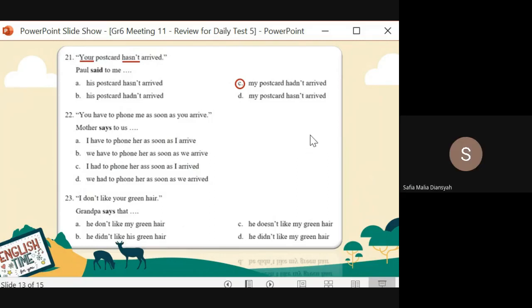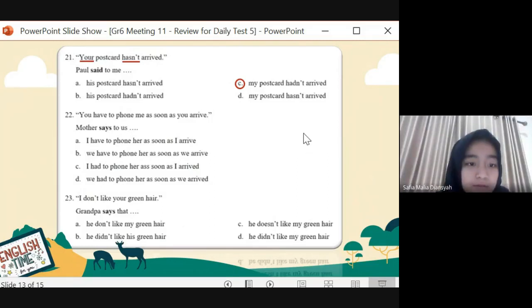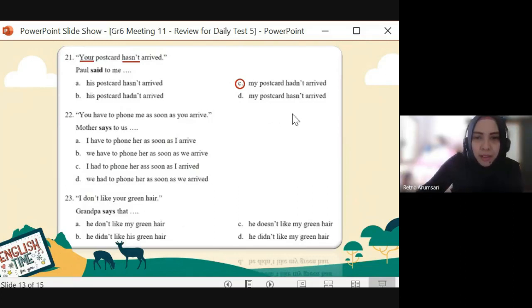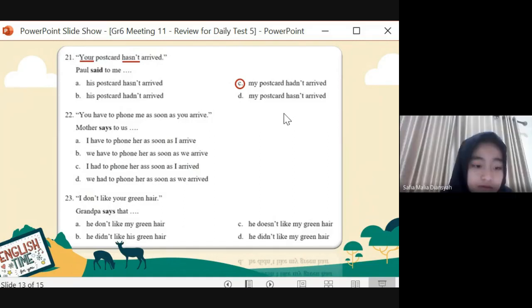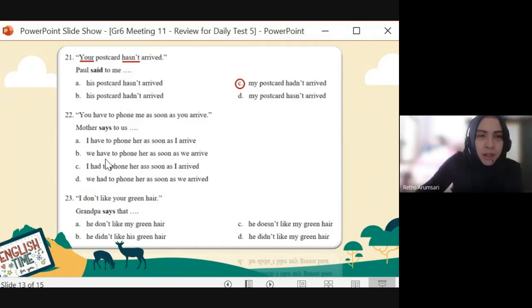Next, number 22. You have to phone me as soon as you arrive. Mother says to us. I had to phone her as soon as I arrived. Which one is it? C. Okay. Remember this. Says. And she is talking to us. Us is including you, right? So it means that mother is talking to her family, your family. And then says. It means that you don't change the verb into the past.